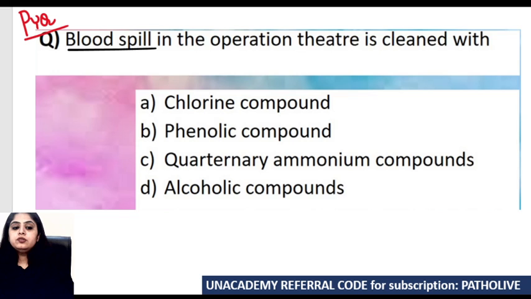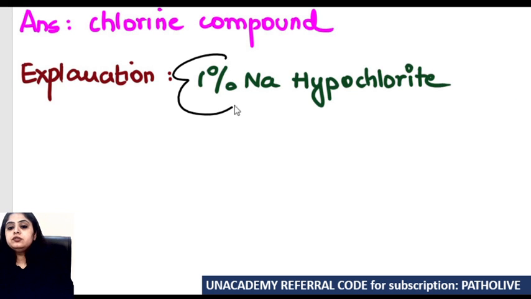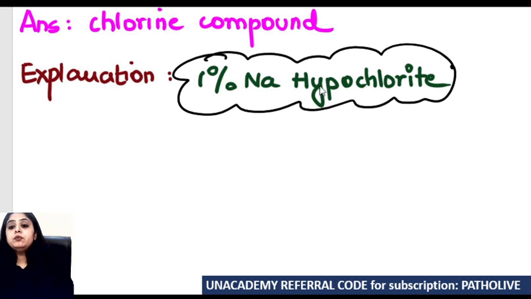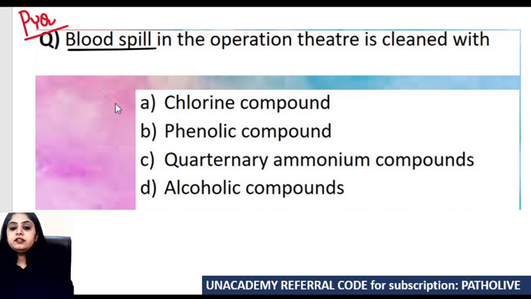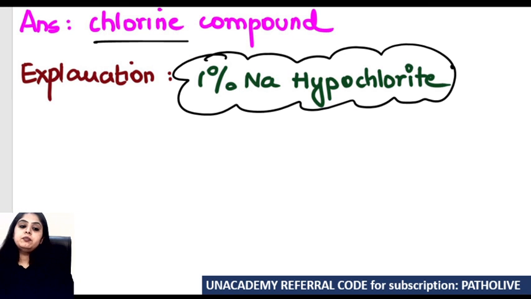I think everyone knows that for a blood spill, we always use 1% sodium hypochlorite. So basically, I'm using a chlorine compound. 1% sodium hypochlorite is the ideal answer. Many years ago, in the last BMW edition, it used to be 10%. Then the value has changed, and now it is a definitive 1% sodium hypochlorite that you need to consider.